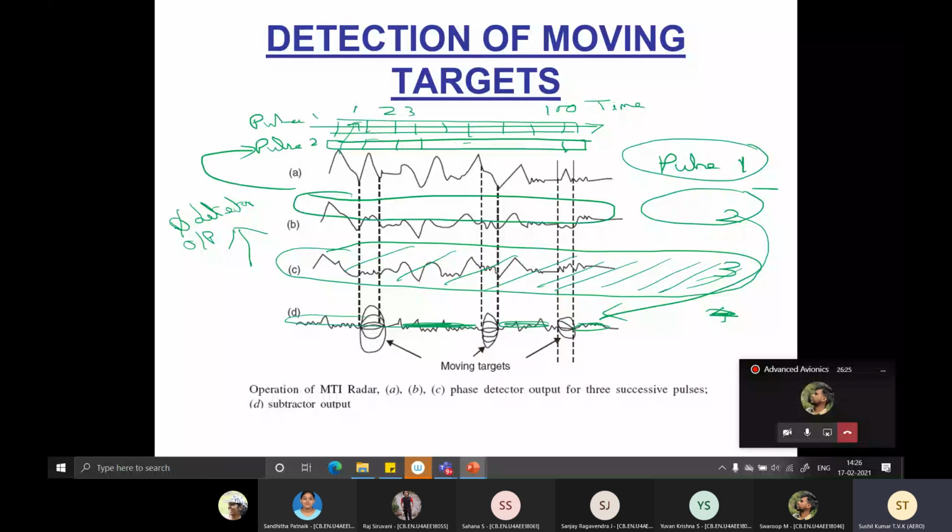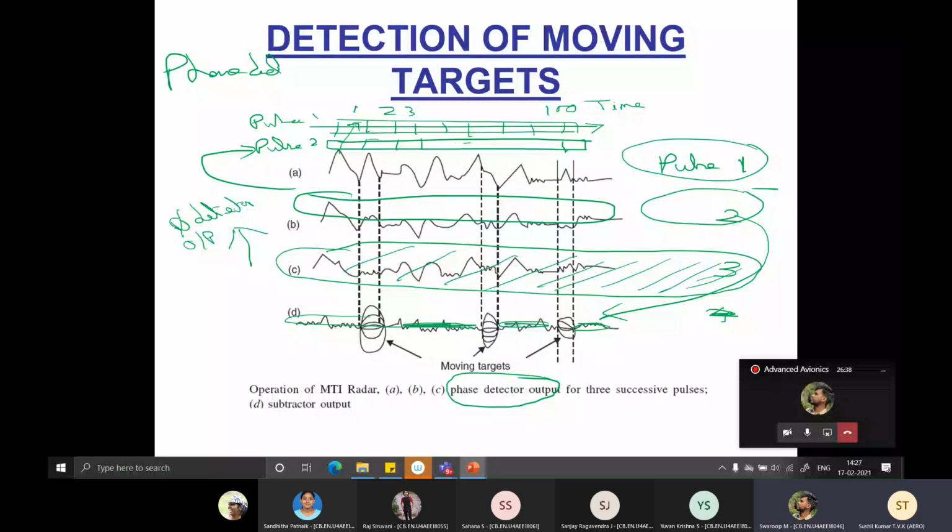Most of the books don't explain this properly. Even in radar books, students generally get confused. So it is actually the phase detector output. One has to read carefully, then you will understand this particular thing. Is it okay, Solu? Are you getting it now?